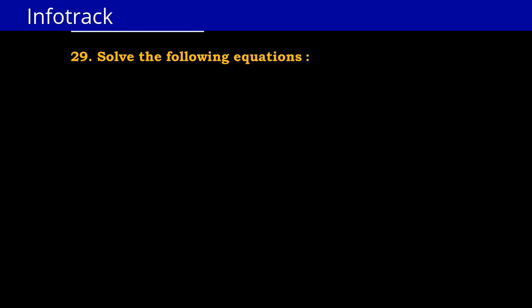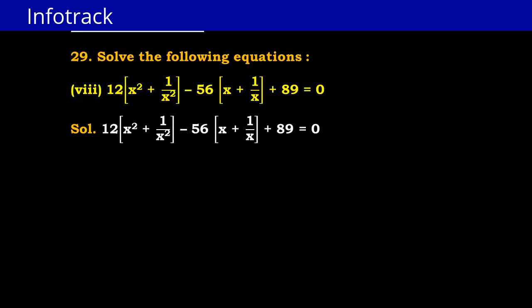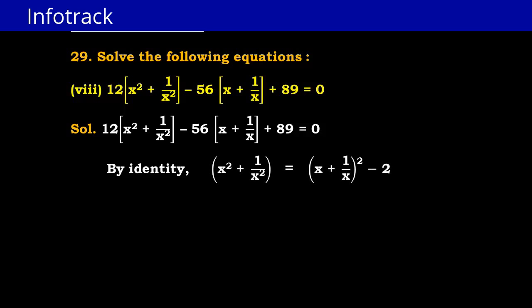Solve the following: 12(x² + 1/x²) - 56(x + 1/x) + 89 = 0. So in this equation, first we have to convert this into a quadratic equation, and for that we require the same term. So we can use the identity x² + 1/x² = (x + 1/x)² - 2. So in the equation we can substitute this value.